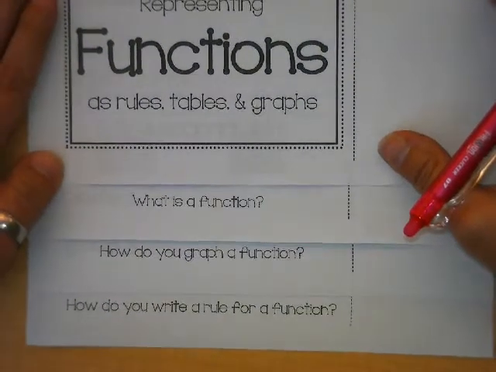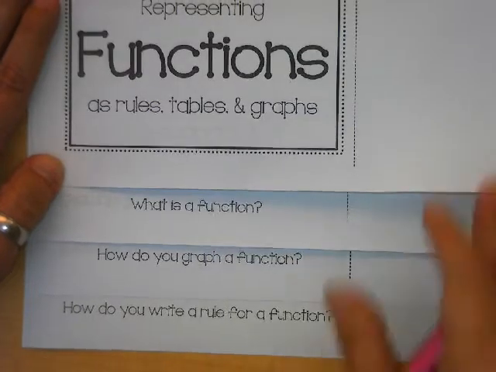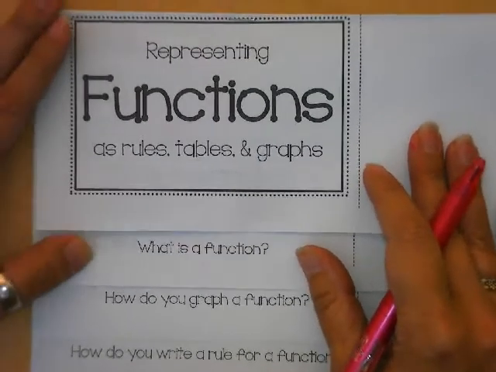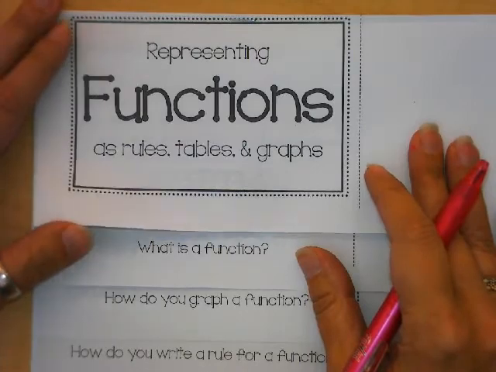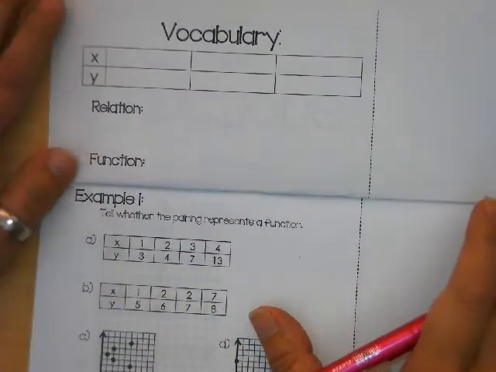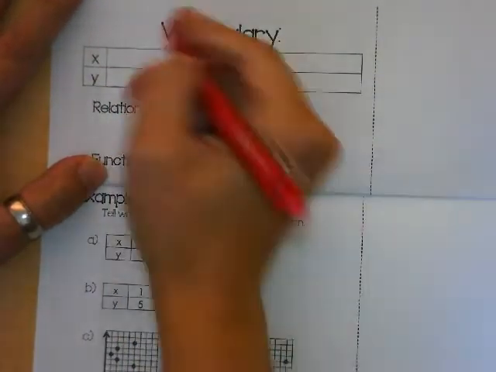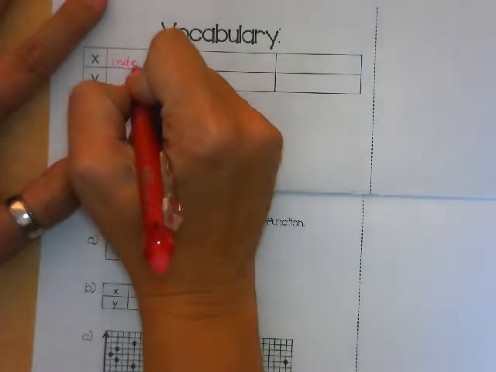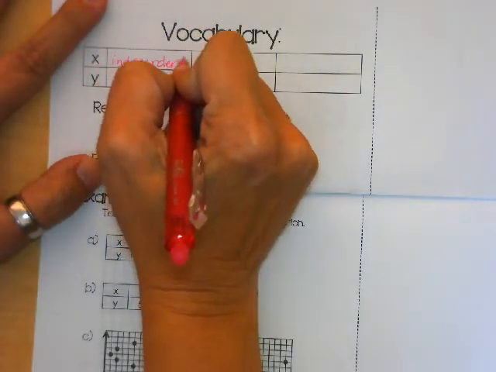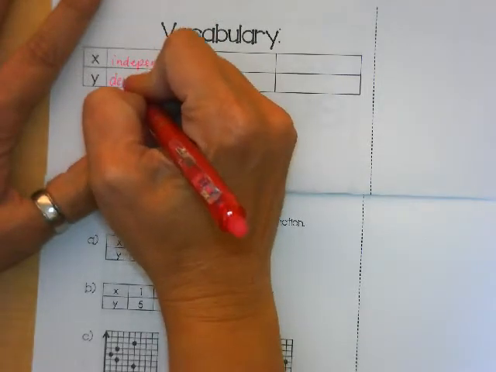Functions are very, very important. We're going to talk about what they are and what they represent. Equations are, in fact, functions. So we're going to open up this first part and talk about some vocabulary. Some of this vocabulary you already know. X is our independent variable, and the opposite of that, y, is our dependent variable.